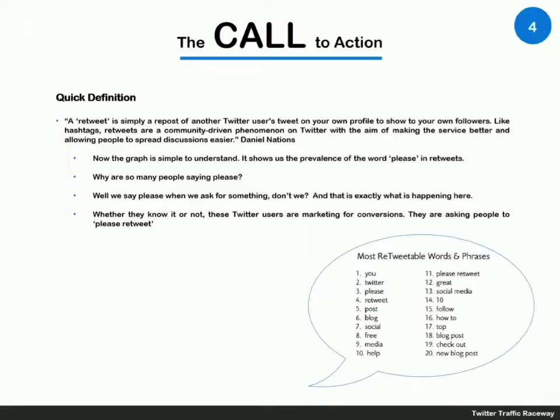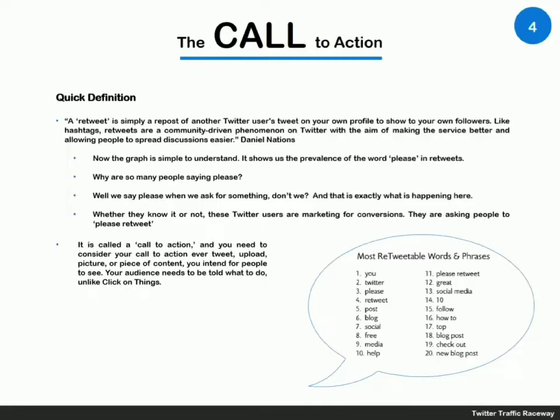Most retweetable words and phrases, from 1 through to 20: you, Twitter, please, retweet, post, blog, social, free, media, help, please retweet, great, social media, 10, follow, how to, top, blog post, check out, and new blog post.